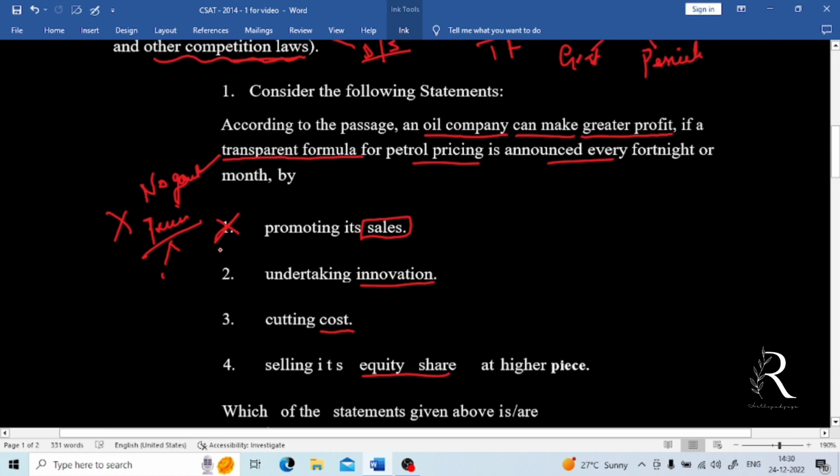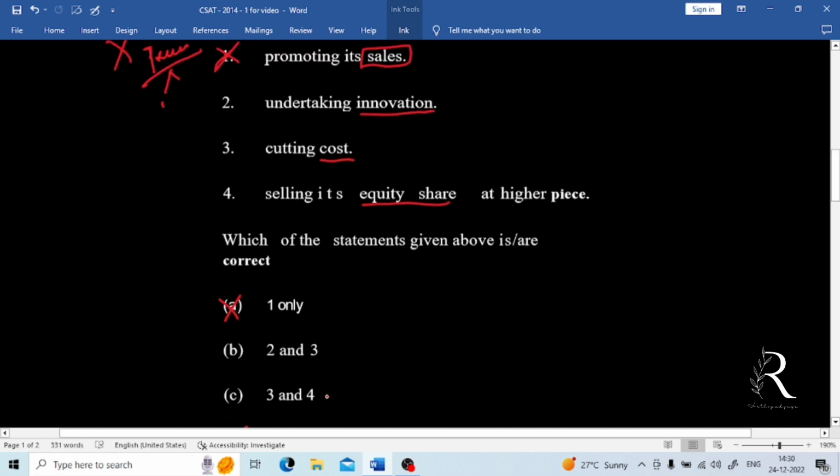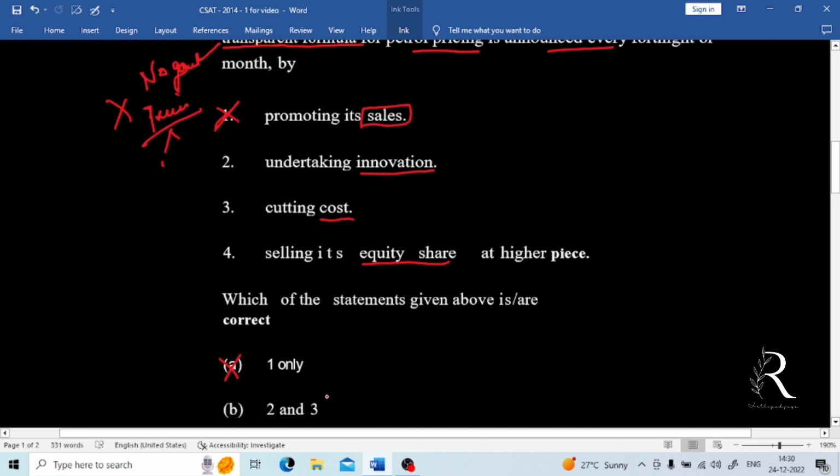This is not my statement. One should not be there. Let me eliminate it. Why? Because there is no question of sales at all. Why should I bother about sales? Because the problem is that the government is regulating the prices, and we want price regulation where there is no government. The price of commodities will be decided by demand and supply. This is the overall passage. Is promoting sales going to bring transparency? No, the first statement is wrong.